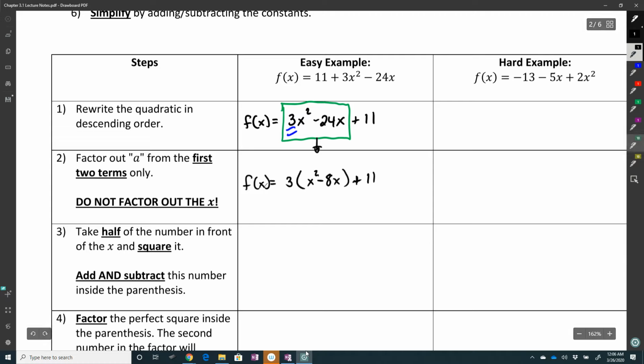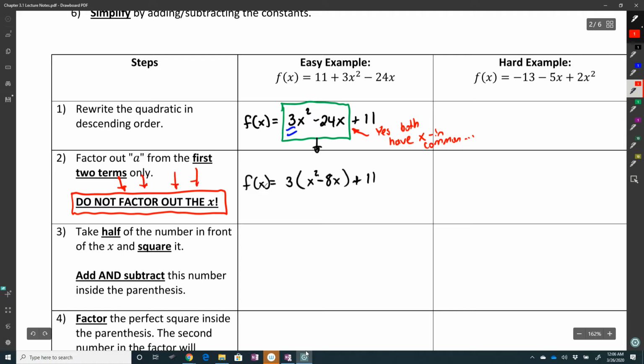Okay. Notice we do not factor out the x. So if I look at these two terms, yes, they both have x in common, but do not factor out the x. There's a reason why.